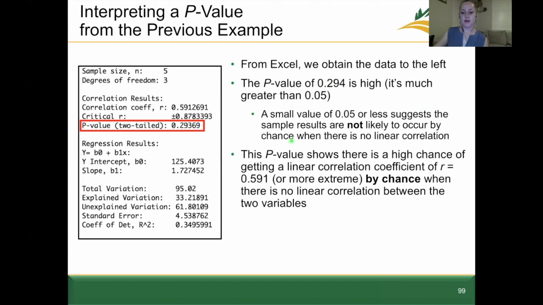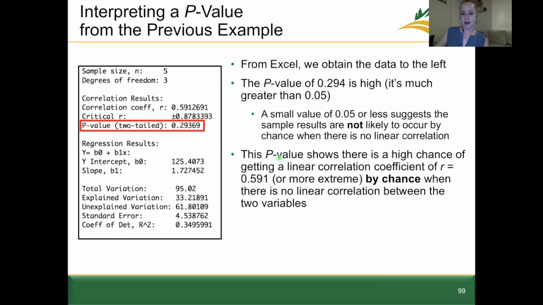Rather, this p-value shows there is a high chance of getting a linear correlation coefficient of R equal to 0.591, or more extreme, so closer to the value of 1, by chance when there is no linear correlation between the two variables. So overall here, we have an R value equal to 0.591 for our data set of shoe prints and heights. But this p-value, that's pretty high, is telling us that there was a high chance of getting a linear correlation coefficient when there really is no correlation between the two variables. Okay, so again, we're sort of on the fence here with 0.591.